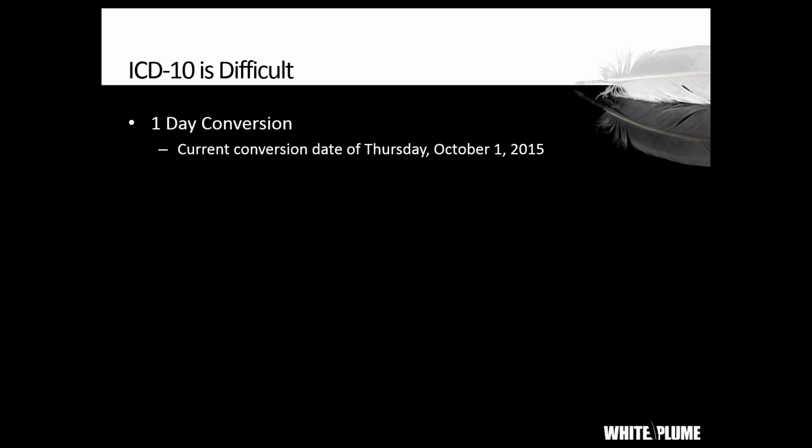Now, you could say that's very similar to what a lot of other countries did. A lot of countries had a one-day conversion for ICD-10. And that may be true, but what makes ours uniquely difficult is the uncertainty surrounding this ICD-10 conversion date. This isn't our first ICD-10 conversion date. It's actually been delayed 3 times already, twice by CMS, and then most recently last spring by Congress.